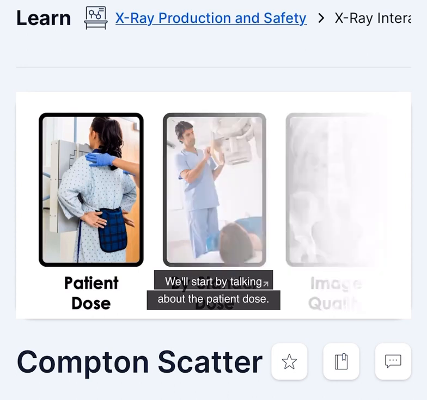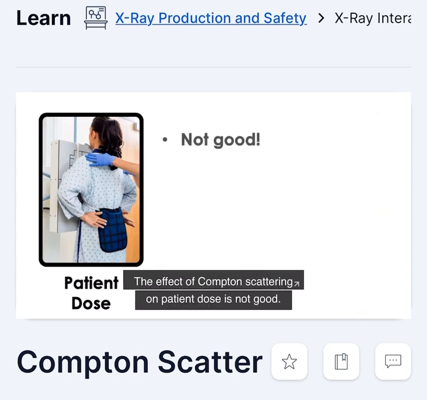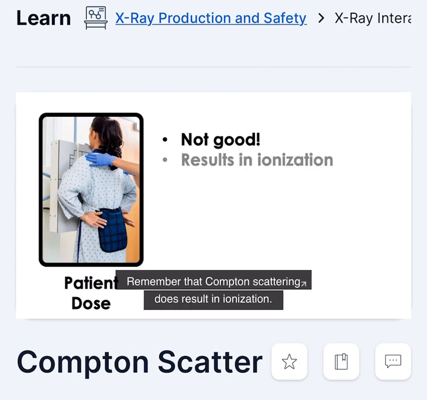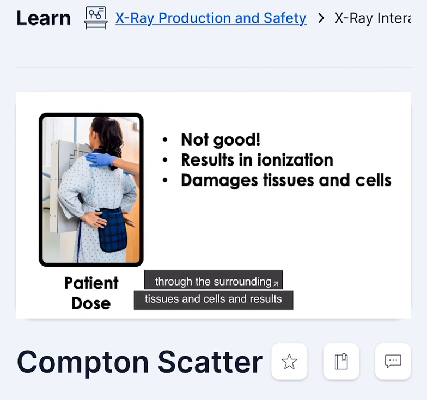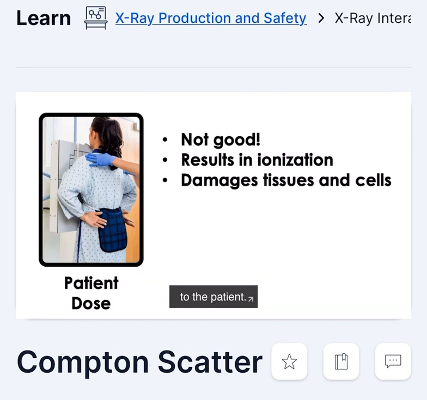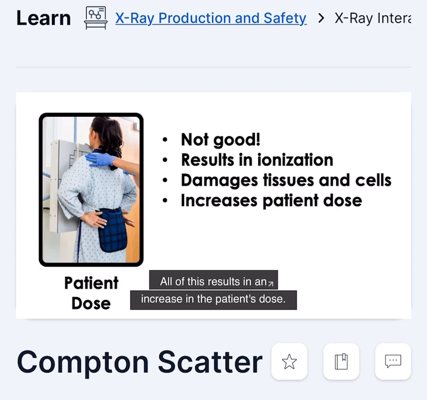We'll start by talking about the patient dose. The effect of Compton scattering on patient dose is not good. Remember that Compton scattering does result in ionization. So this free electron that gets created crashes through the surrounding tissues and cells and results in biological damage in the body. The scattered photon can also be absorbed in the patient's tissues, which causes even more harm and more dose to the patient. All of this results in an increase in the patient's dose.